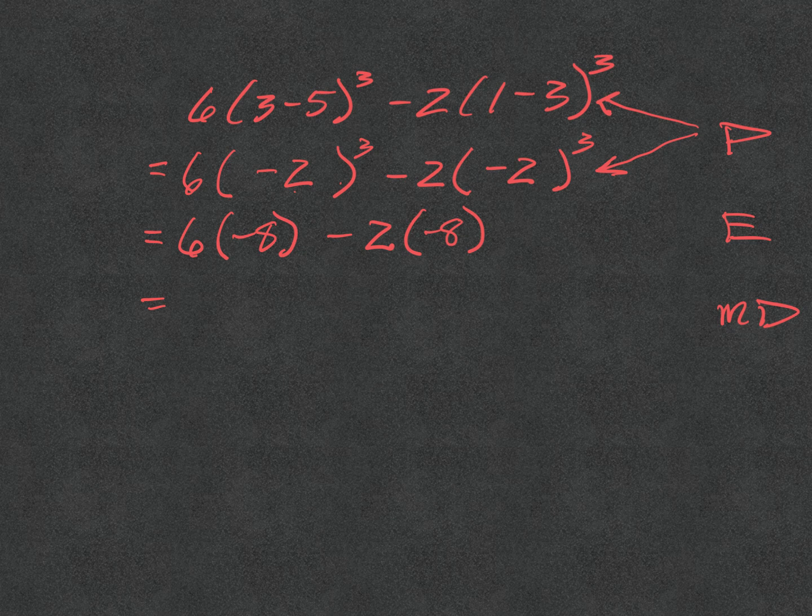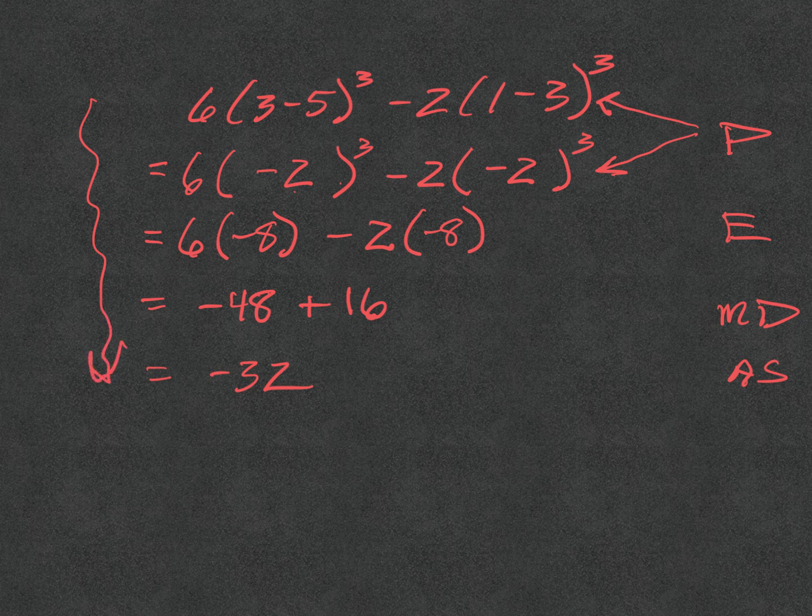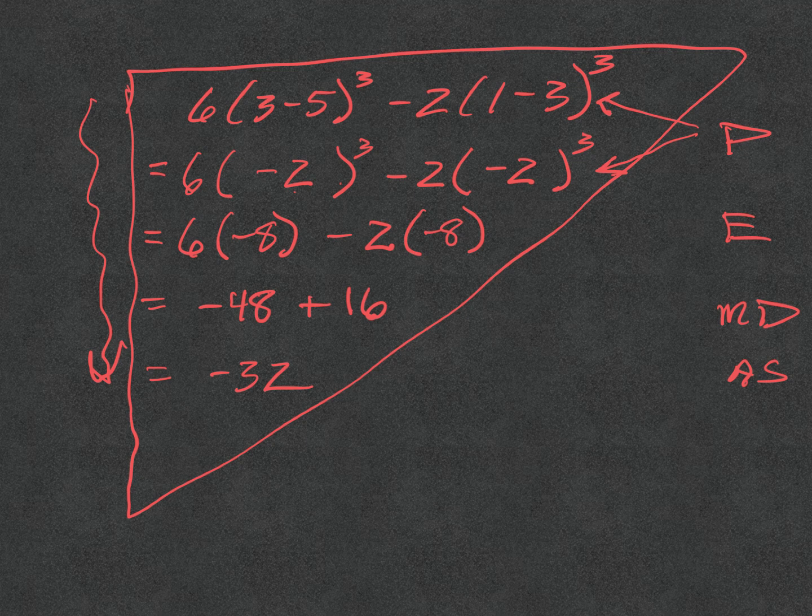6 times negative 8, this is the leftmost one, negative 48. And then negative 2 times negative 8 is positive 16. Okay? And now I can do the additions and subtractions. That's what's left, negative 32. Okay? And so I just go one step at a time. And I always say it makes a really nice right triangle when you do this, if you keep the work organized and work your way down.